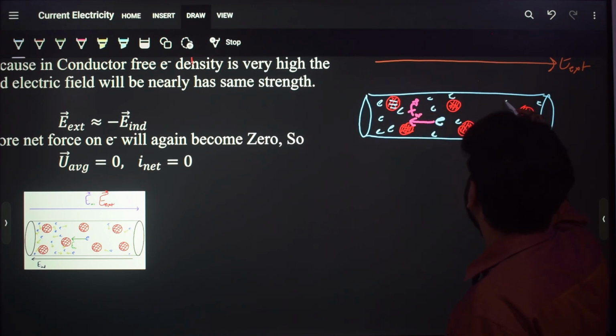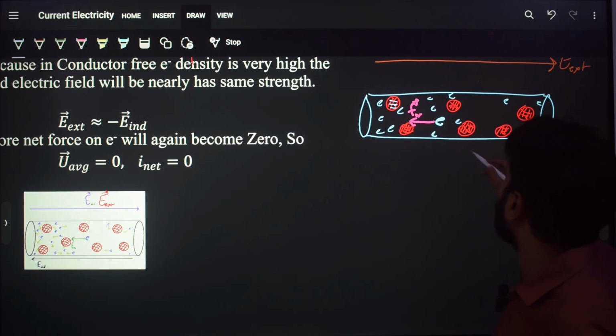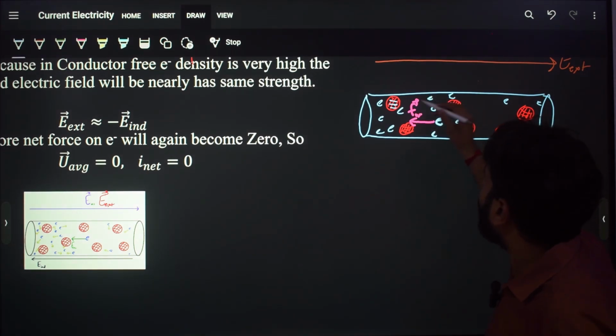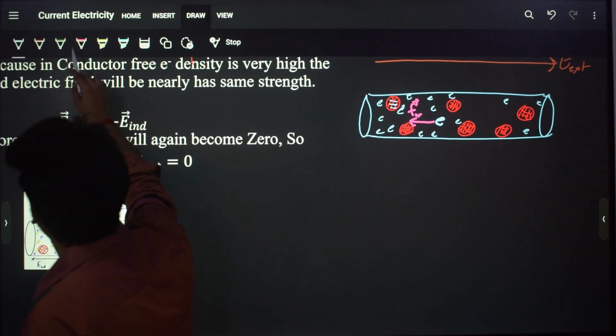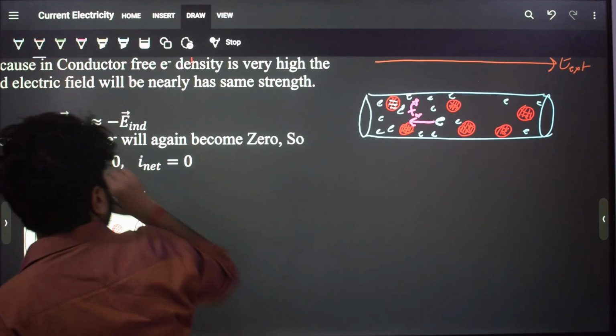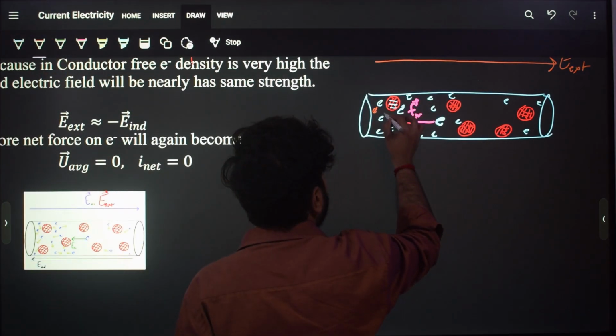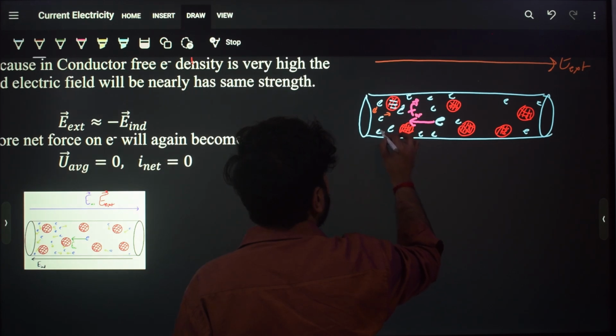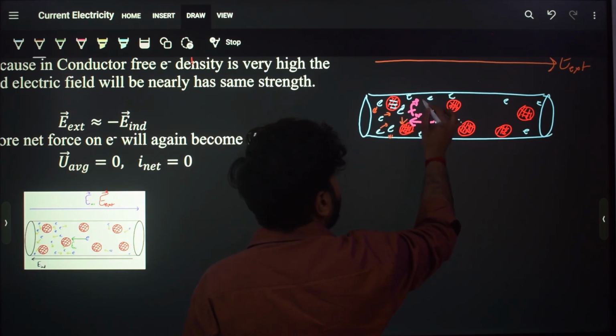It doesn't mean there will be no electrons here, there will be, but the number of electrons is going to be less. In any case, the conductor is going to be neutral, in the previous case or this case also. So you can see the majority of electrons are here, and still they will be moving in random directions. They are accumulated here, but the motion will not stop. They are still moving randomly.